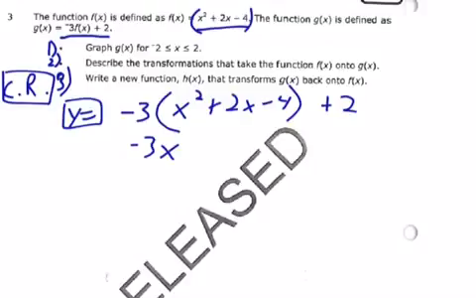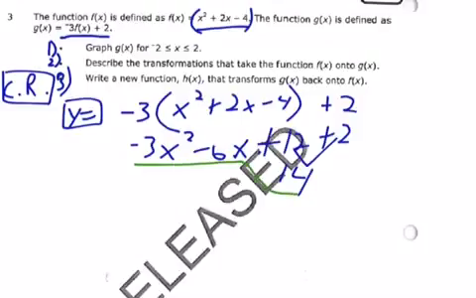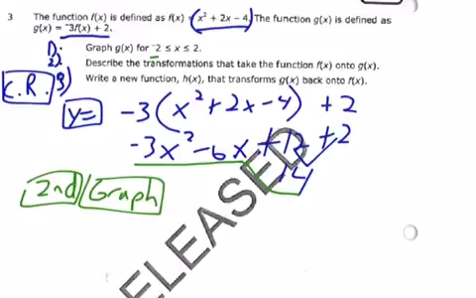If I expanded it out, it would be negative 3x squared minus 6x plus 12 plus 2, and the 12 plus 2 is 14. So I could type in this if I wanted as well. It's the same thing. So now I'm in y equals, I type that in, and then I can hit second graph. And when I hit second graph, the only values I care about on my table are when x is negative 2 all the way up to 2.